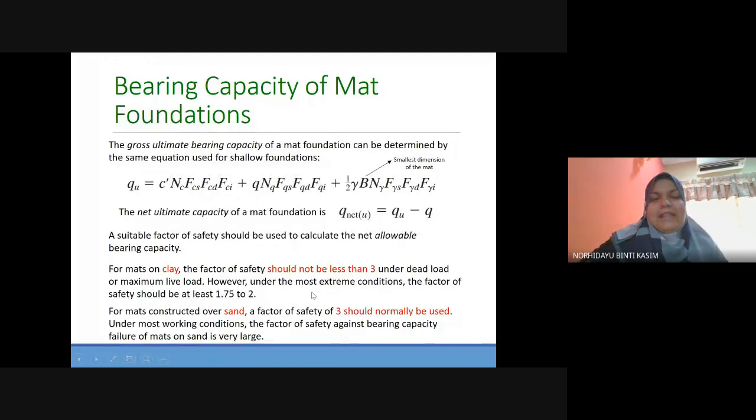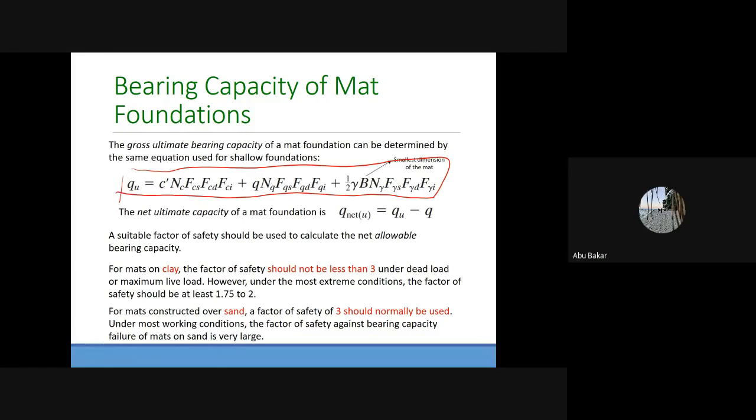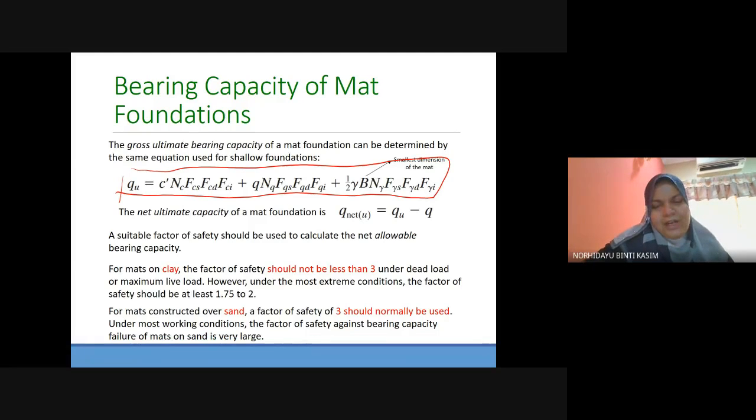The next slide: bearing capacity of mat foundation. The gross ultimate bearing capacity of the mat foundation can be determined by the same equation as a shallow foundation. I think all of you are familiar with this equation. This is the general equation for bearing capacity.